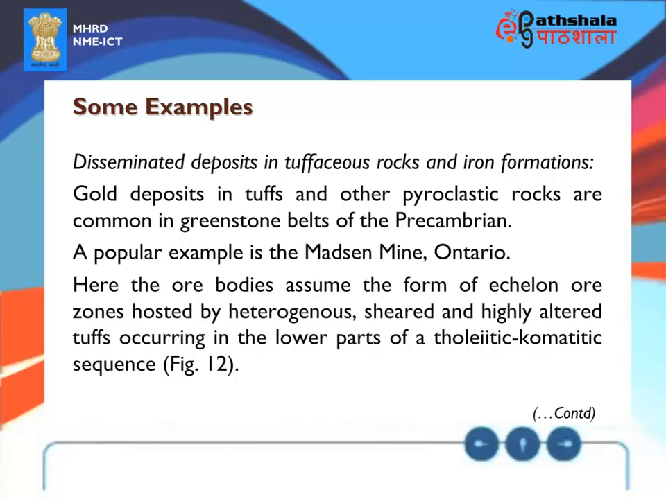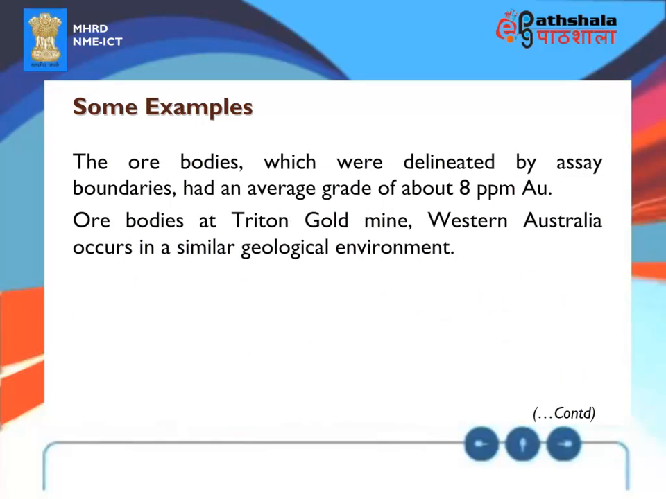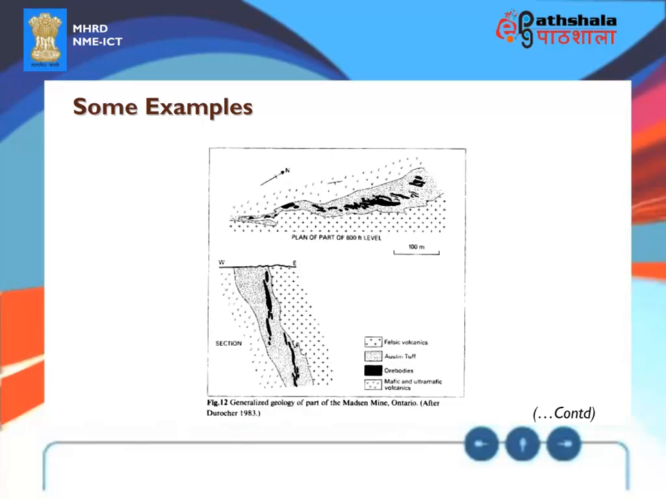occurring in the lower parts of the Tholeiitic-Komatiitic sequence, figure 12. The ore bodies, which were delineated by assay boundaries, had an average grade of about 8 ppm gold. Ore bodies of Triton Gold Mine, Western Australia, occur in a similar geological environment.